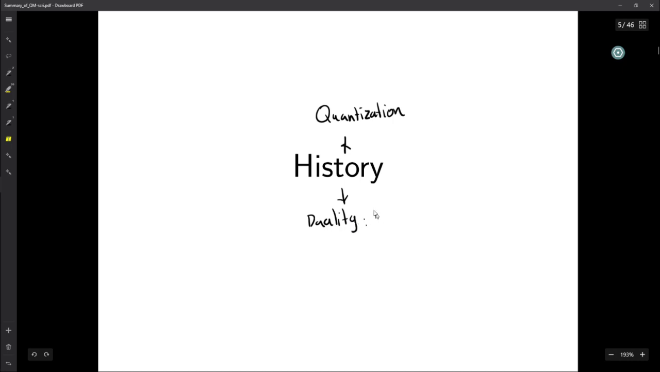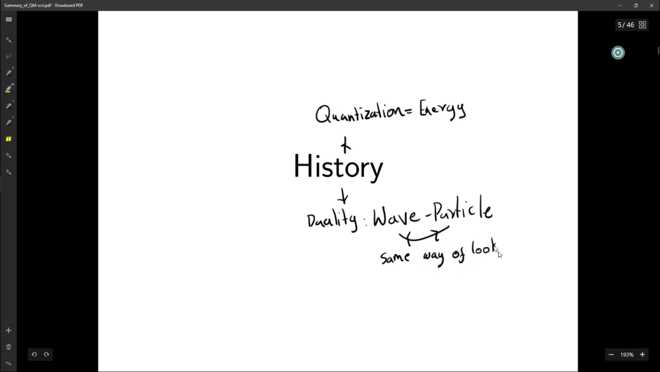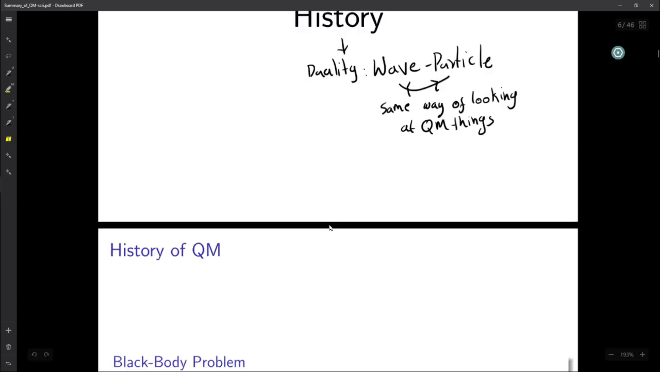And to be specific here, it's wave-particle duality. Well, the idea is very simple. Energy itself is quantized. Quantization applies to energy, is the idea, as an overview. And waves and particles are the same way of looking at quantum mechanical things. This is the core principle that I'm trying to walk you through in terms of this historical review. And I'll start at once.